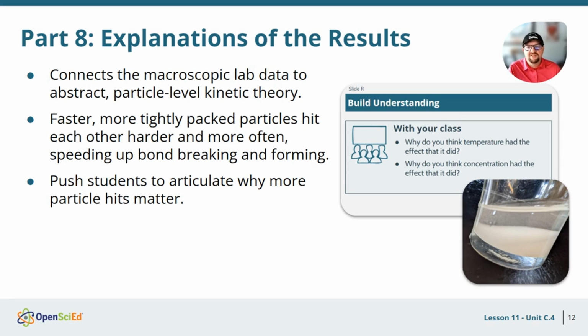I watch student thinking to see if they can explain why heat or concentration speeds things up beyond just stating that it happened. A common sticking point is that students talk about particles moving faster without connecting the movement to collisions. I like to use a bumper car analogy here. Packing more cars into an arena creates more collisions, while speeding them up makes those collisions more forceful. I push them to articulate that for bonds to break and form, the right particles must collide with sufficient kinetic energy.